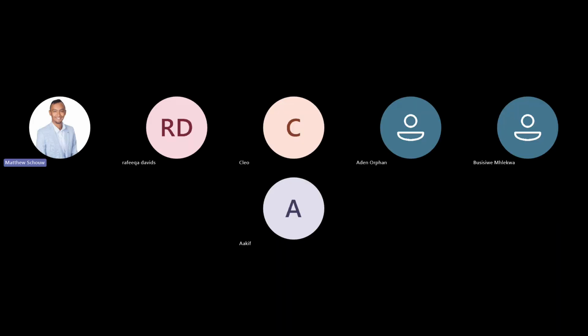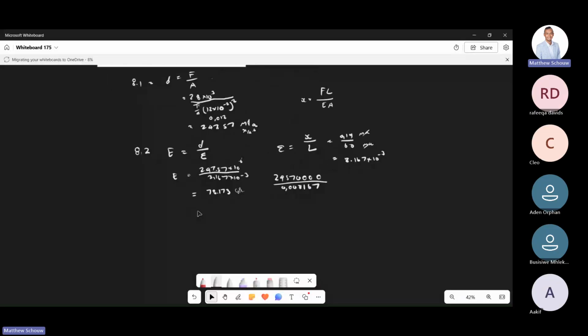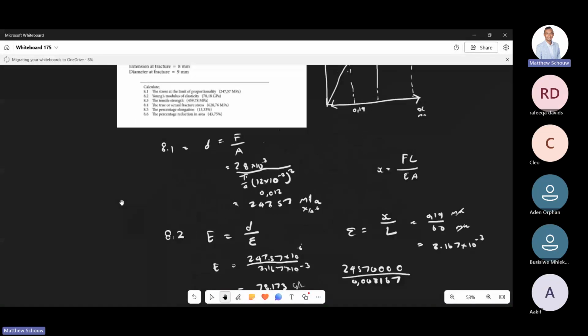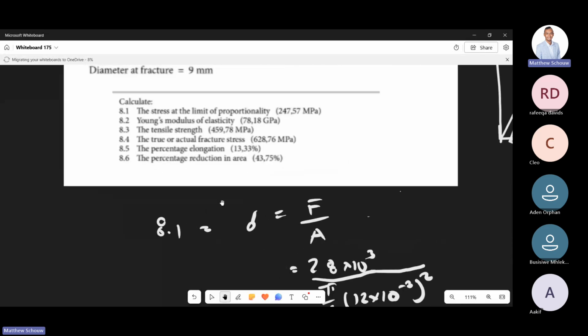Perfect. Okay, so let's quickly do the next one. I'm going to the next part now. I think the other should be easier. So now we have to find the tensile strength. Again, I'm not happy with the wording here. This should have also been called the ultimate tensile strength, right? It's called the UTS.